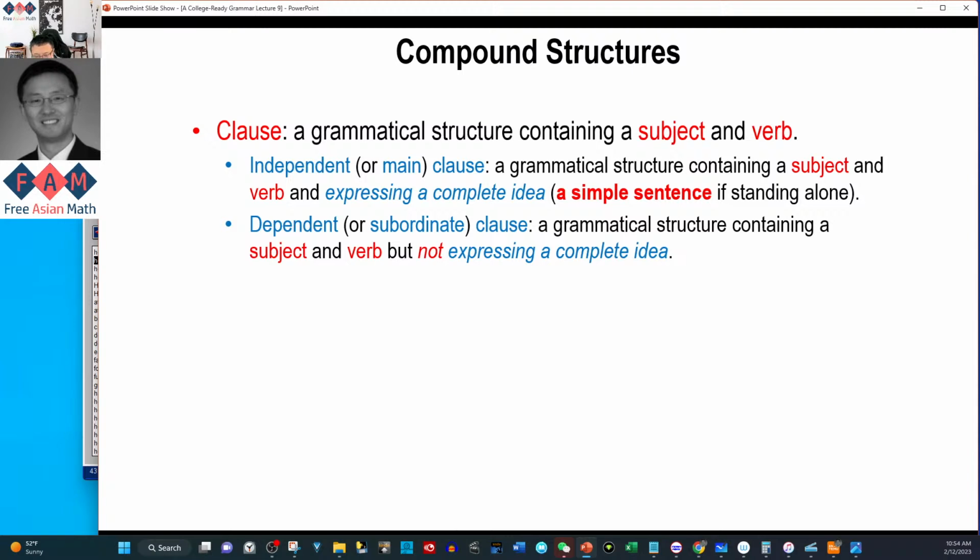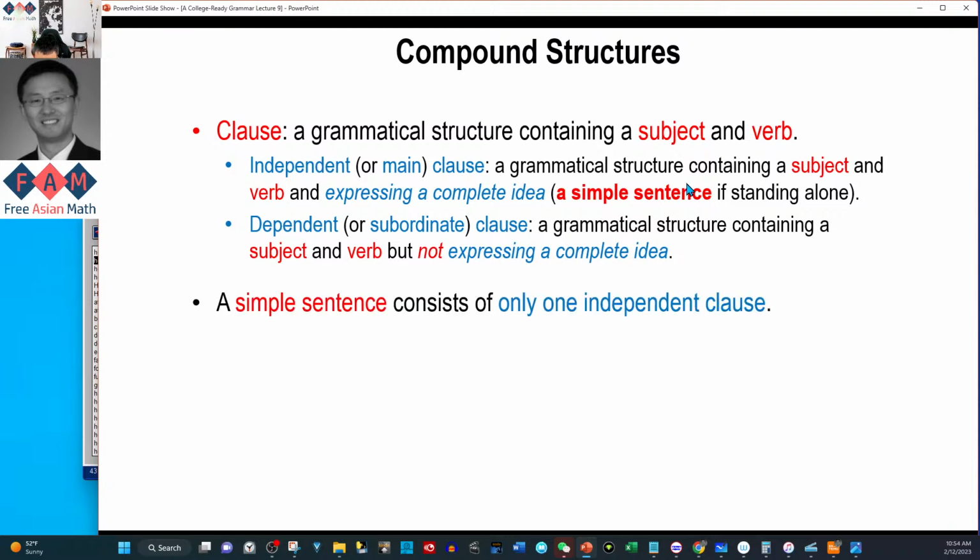The difference is that as a subordinate clause, it does not express a complete idea, usually due to the connector that connects this dependent clause to the independent clause. Because of that connector, it cannot be viewed as completing a complete idea. Okay. This is a no-brainer. A simple sentence just contains only one clause, therefore that's one independent clause. However, this is why we want to discuss this. That doesn't mean that the simple sentence cannot have some compound structure.